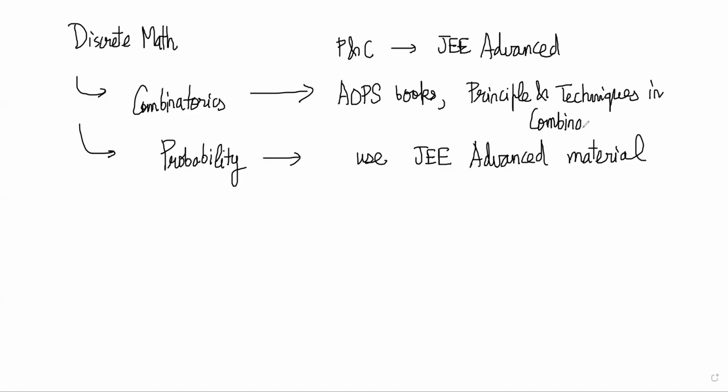That is by some Chinese authors. I am forgetting the name right now. He's Seng Mo or something like that. Ko. I am not sure about the names right now, but if you search for this book, Principle and Techniques in Combinatorics, you will definitely find it online. It's a very nice book for combinatorics.